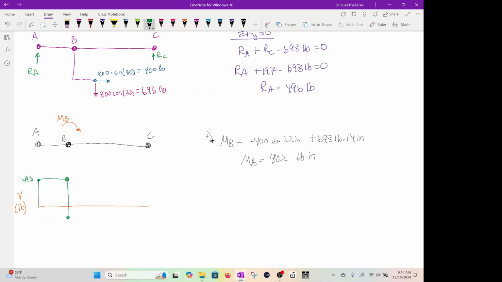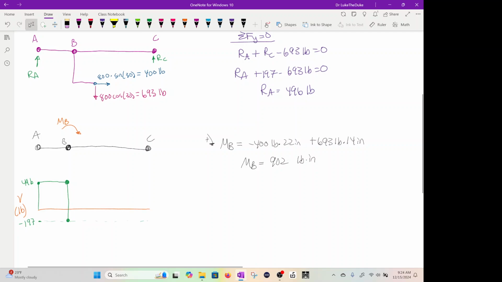So this point now is 197, like we calculated at RC. Then it's going to go over and stop. I can fill this in. So that's how your shear would look. And again, we just moved everything up to point B.